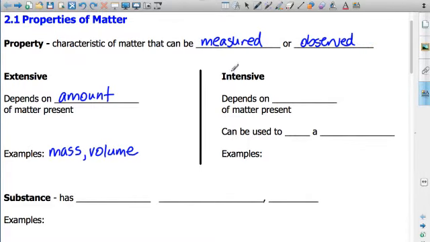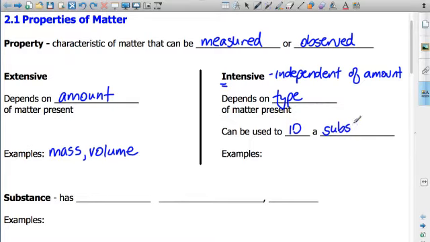An intensive property is a property that depends on the type of matter present. The way I like to remember the difference between extensive and intensive, an extensive property depends on the amount. An intensive property is independent of the amount. Independent, intensive, they both start with I's. Because an intensive property is independent of an amount, it can be used to identify a substance. An example of an intensive property would be texture.